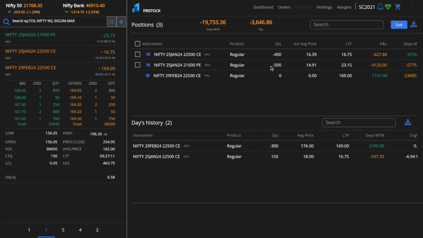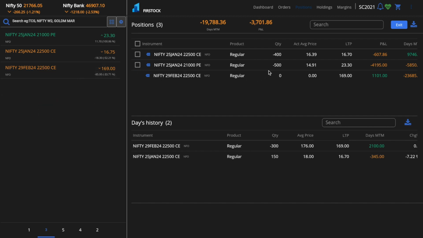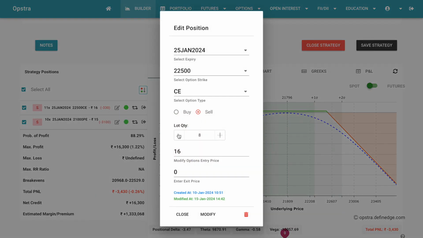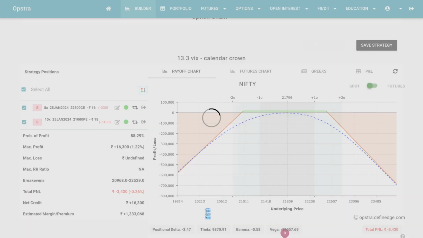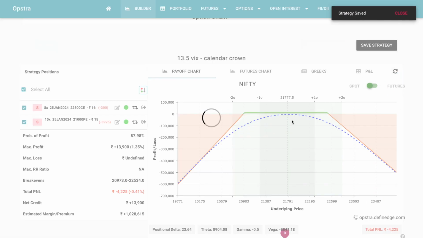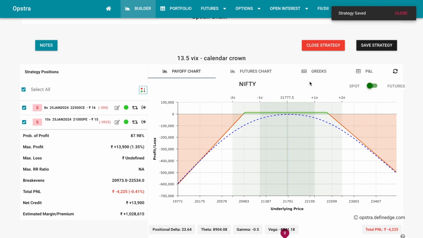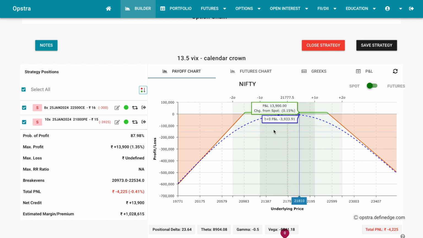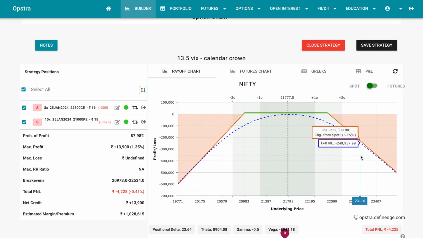Let's look at the margin, that is 41,000. The 100 lots here, 21,000 PE is extra, and that is a problem. It is problematic. Here we have 8 lots only, and we modify the strategy. Okay, we can save the strategy, and the VIX can be effectively 13.5. Close it, and we can see that we have a 13,000 positive. The Greek says theta is 8,000, but the market is going to move very violently over here.